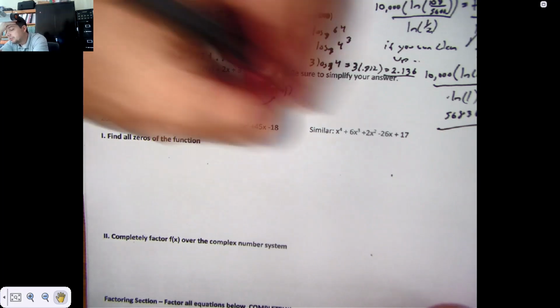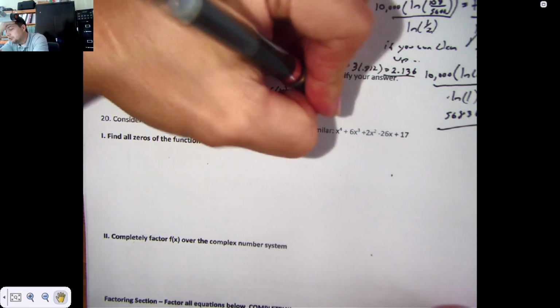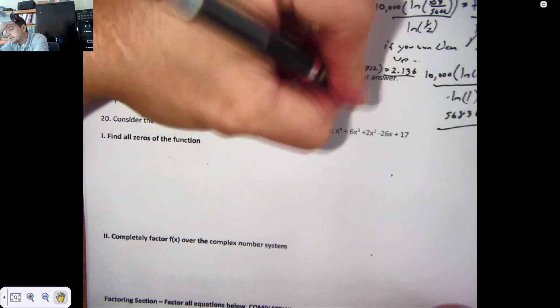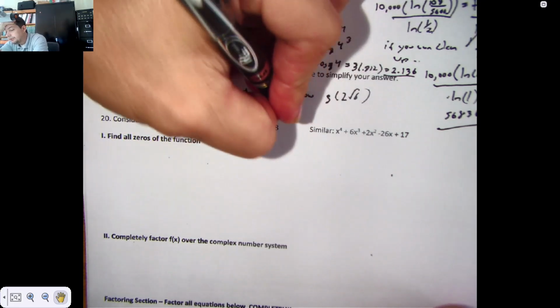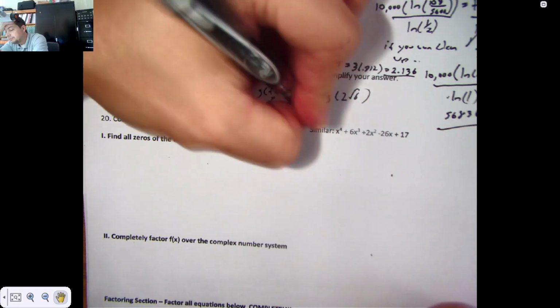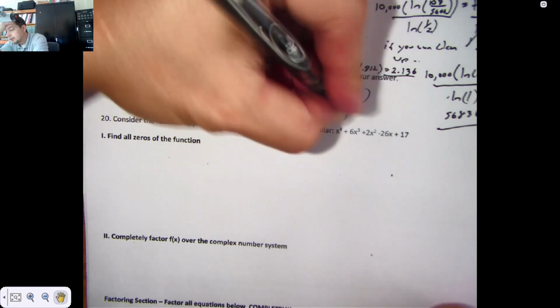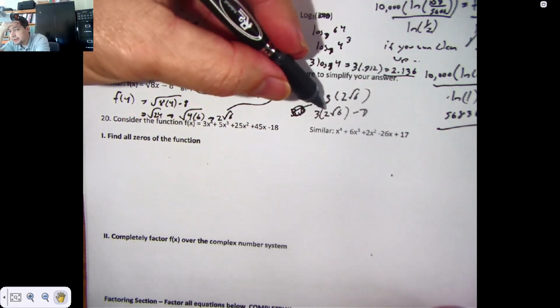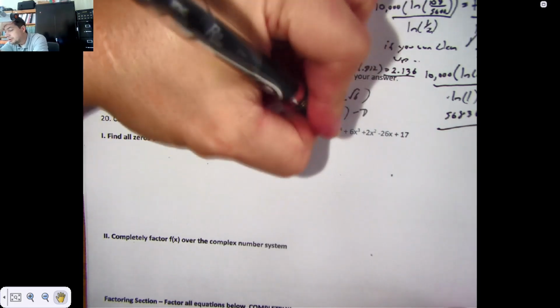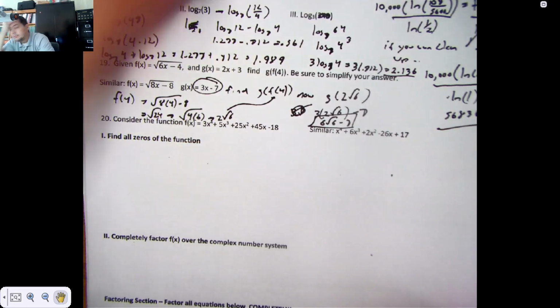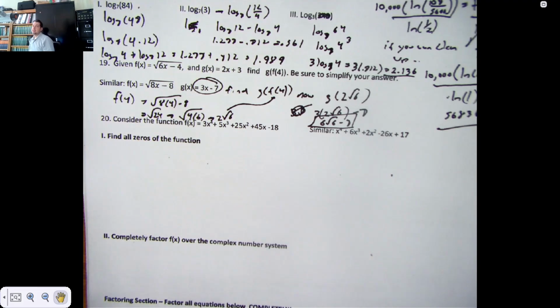Now, you just found this piece. So now you do g of 2 root 6. So here's g. 3 times 2 root 6 minus a 7. 3 times 2 being 6. 6 root 6 minus 7. It says make sure you simplify your answer. And that's why I did simplification right here.